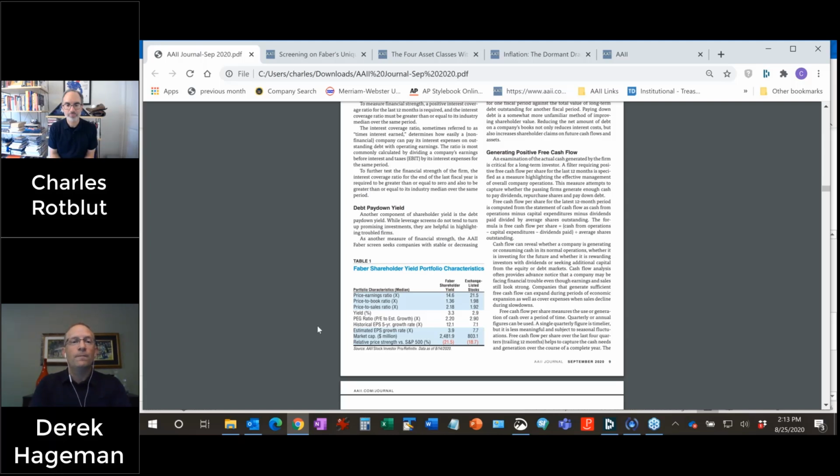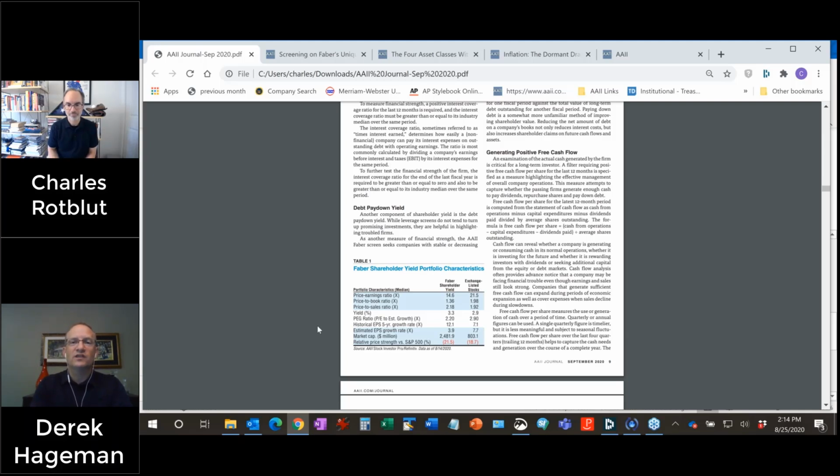So as another measure of financial strength, the AAII Faber screen seeks companies with stable or decreasing levels of long-term debt. Reducing the net amount of debt on a company's books not only reduces interest costs, which is important, but it also increases shareholder claims on future cash flows and assets.